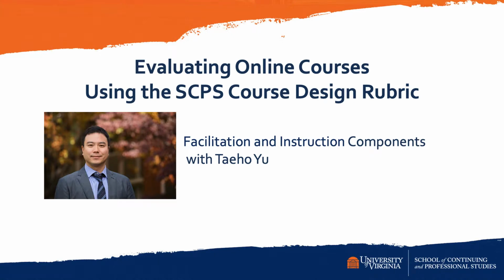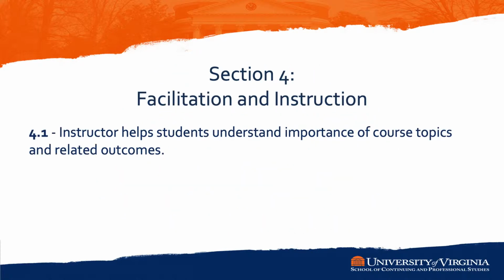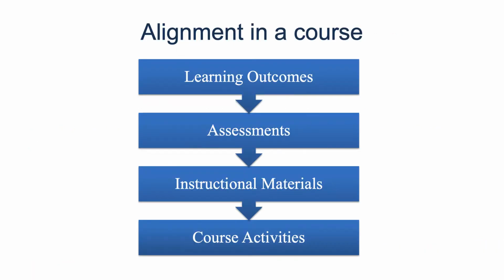Facilitation and instruction components. There are 6 areas in our instructional design rubric, and this session is about facilitation and instruction. There will be 5 objectives in this area. First objective is instructor helps students understand the importance of course topics and related outcomes. And this is directly related to alignment in a course.